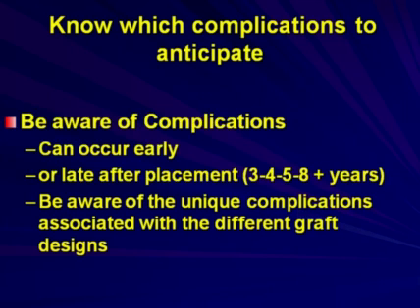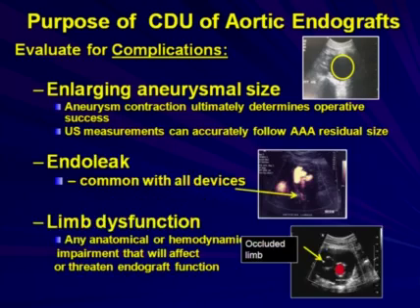You need to know which complications to anticipate. Complications can occur early on in the course of the patient's follow-up or anywhere along the course. We've seen patients who had absolutely no complications and no problems for 8 or more years, and then suddenly, due to changes in morphology or recurrence of aneurysmal disease, or being placed on anticoagulation, suddenly develop new complications many years out. Be aware of the unique complications associated with the different graft designs. Different devices will have different complications associated with them.